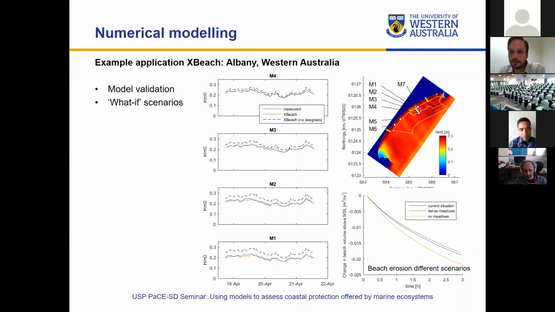Okay. All right. And this XBeach, it works on a non-regular grid. It works on the adaptive grid, or is it? No, it just has regular. You can do curvilinear grids. Okay. So you can have spatially non-uniform grids and curvilinear.